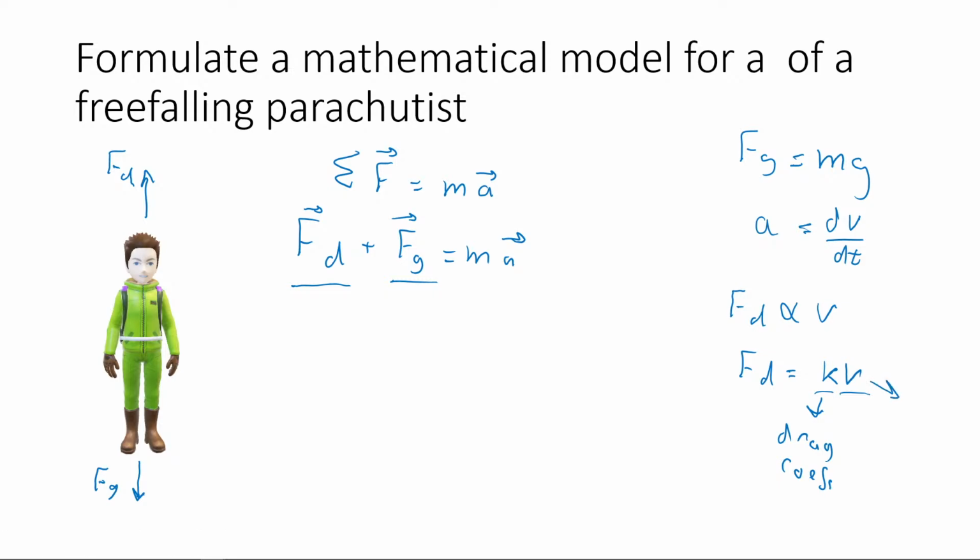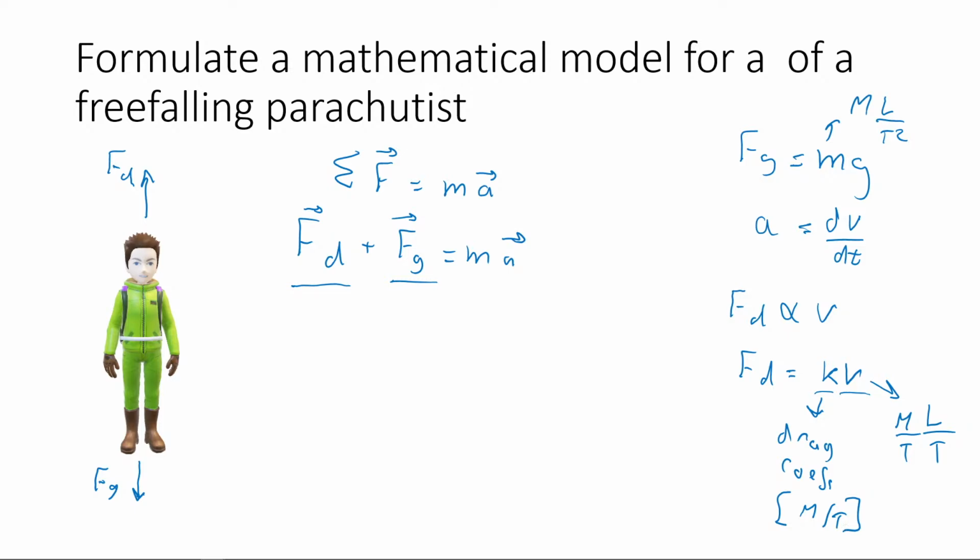Velocity has the unit of length over time, and so the drag coefficient needs to have the unit of mass over time, because force is mg. Remember, force is mass times g, which is L over t squared, acceleration due to gravity. So here the drag coefficient will have a unit of m over t. That would be the unit of this guy.